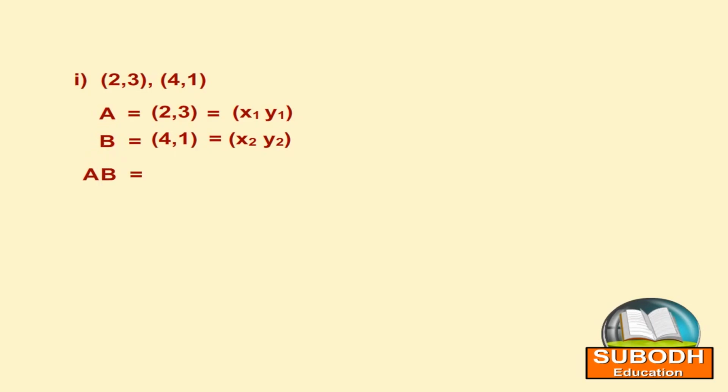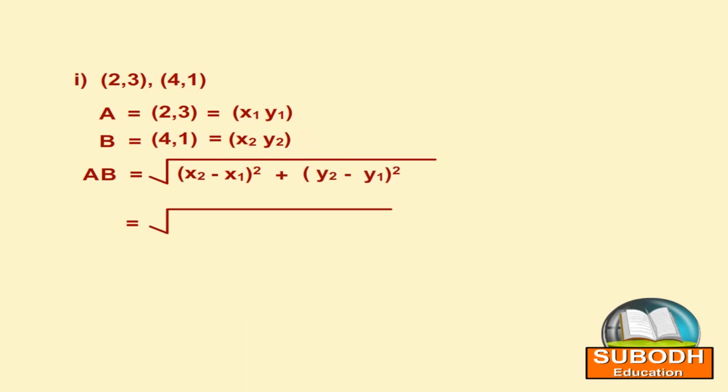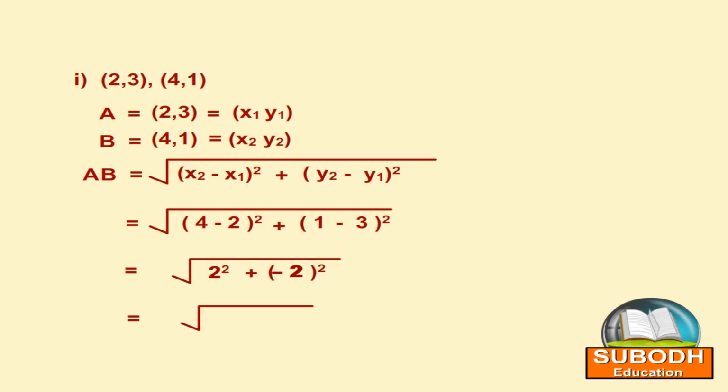Distance AB = root of (x2 − x1)² + (y2 − y1)² = root of (4 − 2)² + (1 − 3)² = root of (2)² + (−2)² = root of 4 + 4 = root 8.